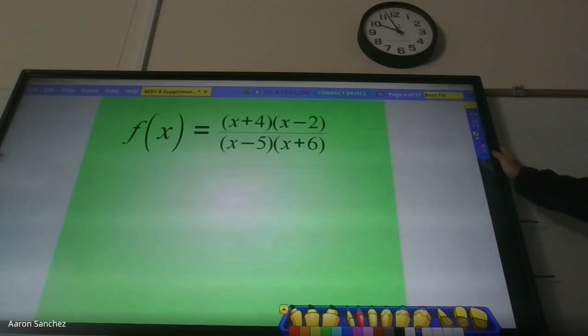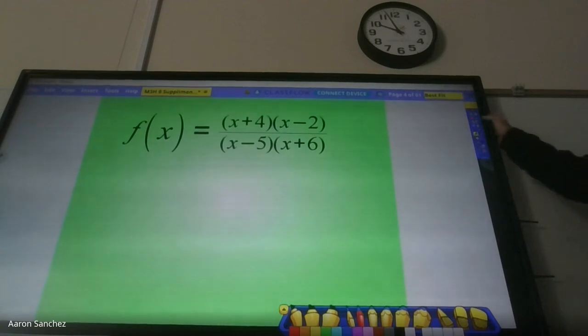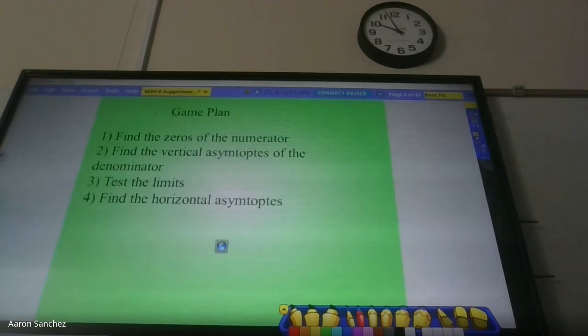Okay. So here's a rational expression. So we're going to go ahead and graph this, okay? So let's find the zeros. Do you guys have the list written down? Find the zeros of the numerator, find the vertical asymptotes of the denominator, test the limits, find the horizontal asymptotes. You guys write that down.